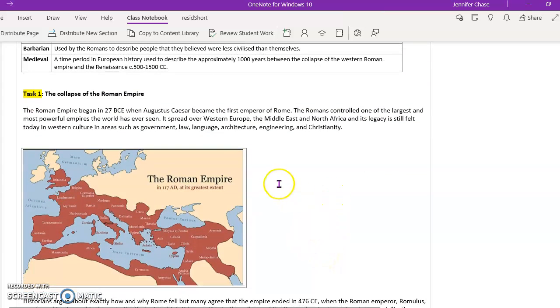Okay, so the Roman Empire began in 27 BCE, so 27 years before the birth of Christ, when Augustus Caesar became the first emperor of Rome. The Romans controlled one of the largest and most powerful empires the world has ever seen. So here is Rome in modern day Italy. So it's spread all the way over Western Europe. So modern day France, Spain, Portugal, and England. Notice, not Scotland.